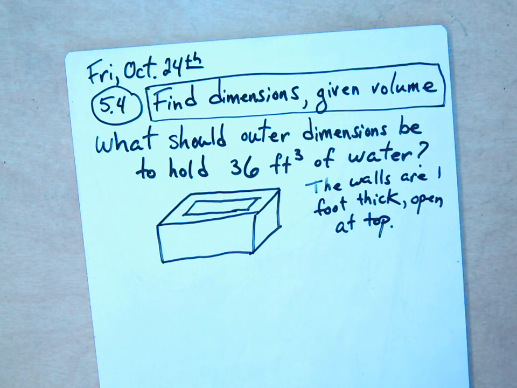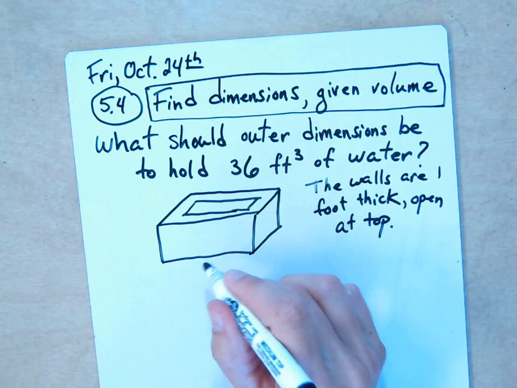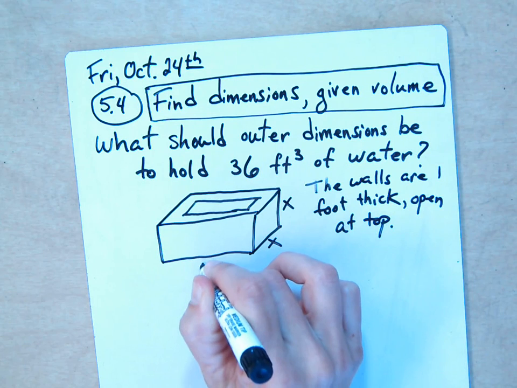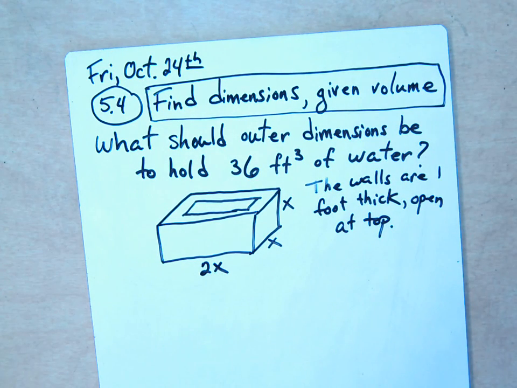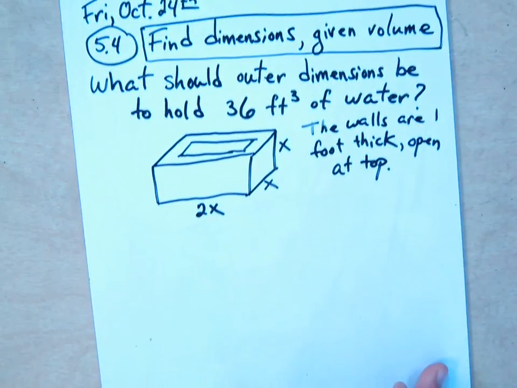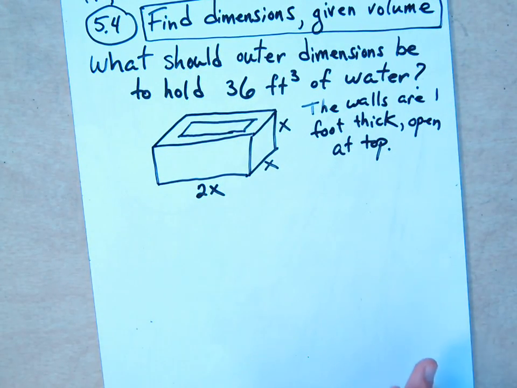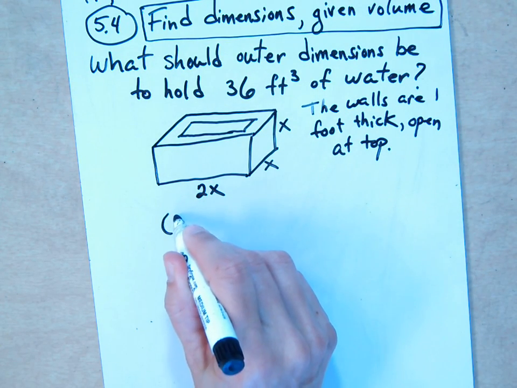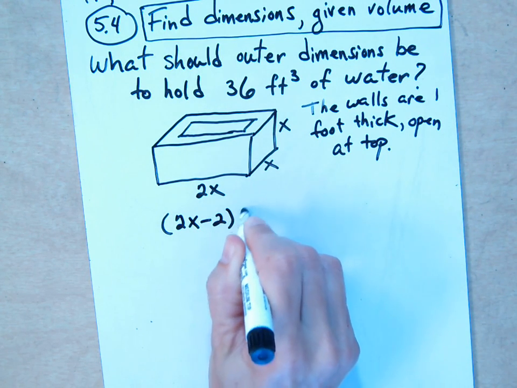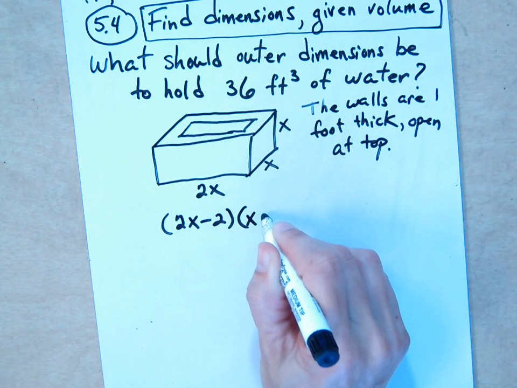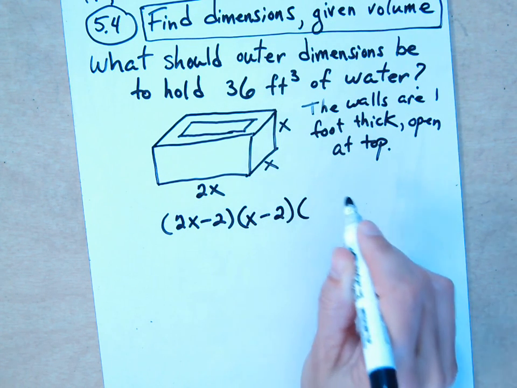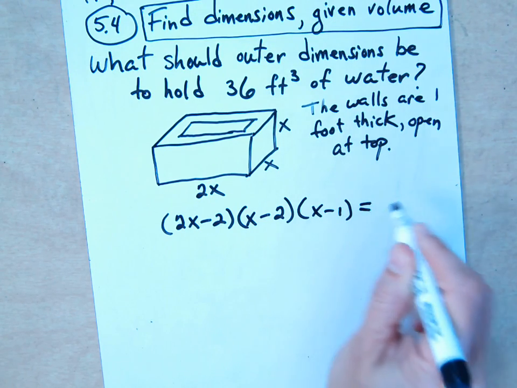So okay, you're given that this side is x by x and this is twice x. There was actually one like this in the worksheet that you did a little while back. So to represent the volume, and then I'll explain why it's this polynomial, and then we'll solve it. You would use (2x minus 2) times (x minus 2) times (x minus 1) equals 36.